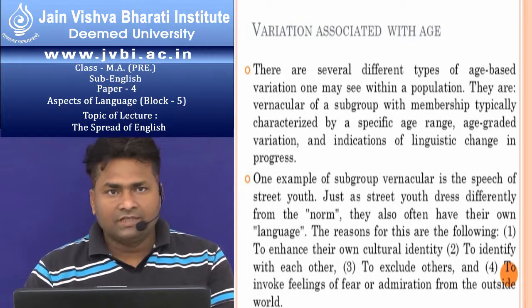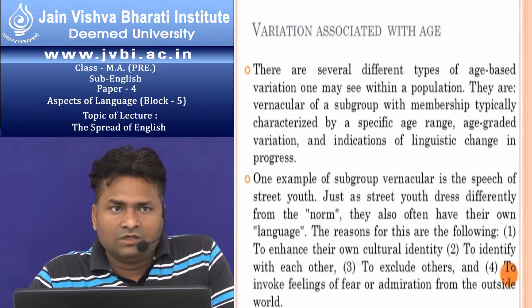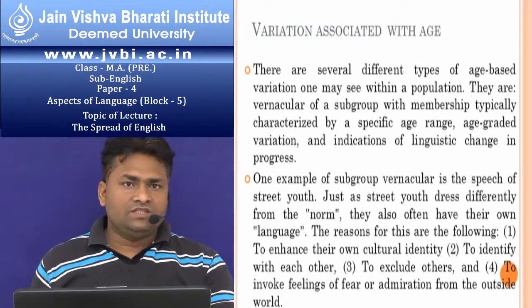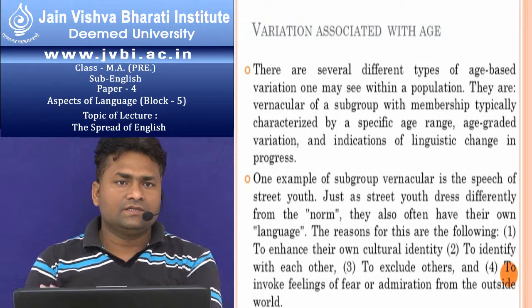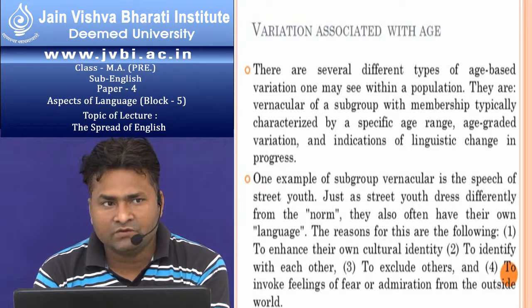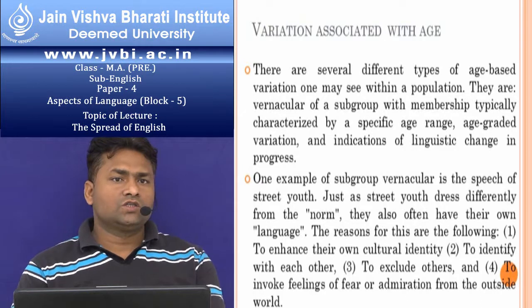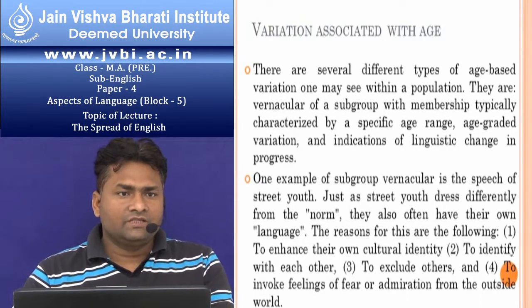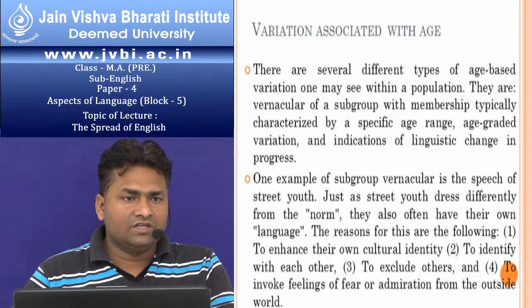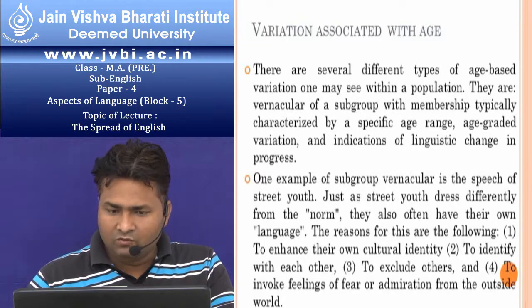There are several different types of age-based variation one may see within a population. They are vernacular of a subgroup with membership typically characterized by a specific age range, age-graded variation, and indications of linguistic change in progress. An example of subgroup vernacular is the speech of street youth. Just as street youth dress differently from the norm, they also often have their own language. The reasons for this are the following: to enhance their own cultural identity, to identify with each other, to exclude others, and to invoke feelings of fear or admiration from the outside world.